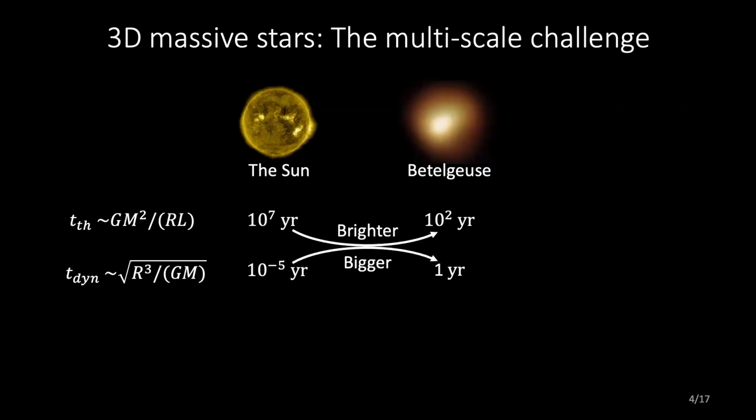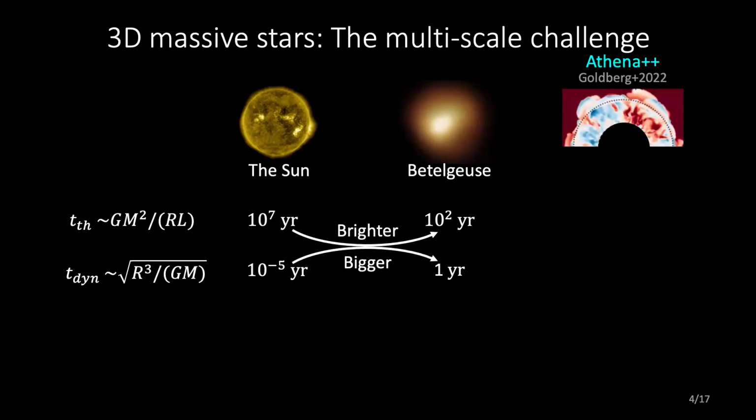And the simple argument is that Betelgeuse is much brighter than the sun and also much bigger. So you kind of push these two timescales together. This is why in recent years we can start to simulate, especially the envelope of this object, in 3D. For example, this is a group led by Jerry Goldberg and Yanfei Jiang at CCA. They try to use Athena++ to simulate the outer envelope of these red supergiants.